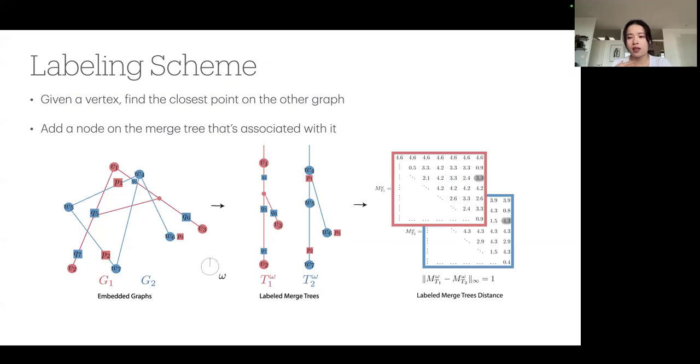And following that, we can compute the induced matrices. They're going to be the same size again, and therefore we can compute their labeled merge tree distance. Are there any questions?